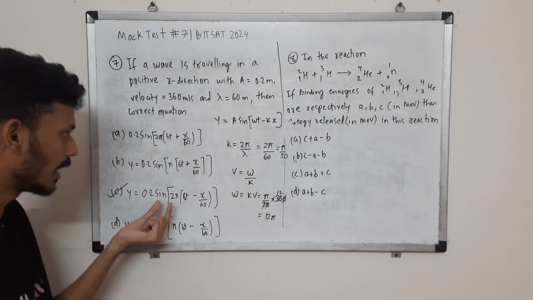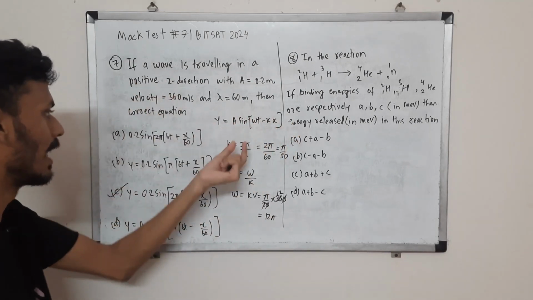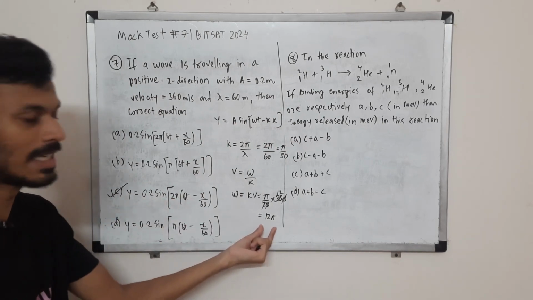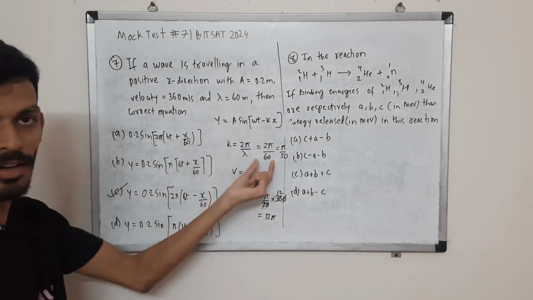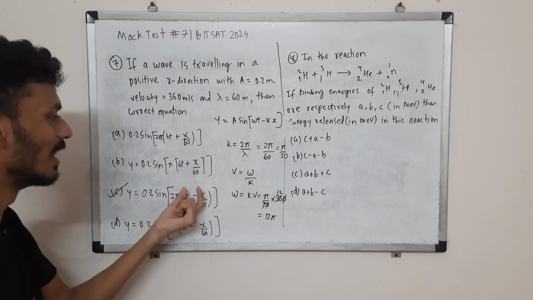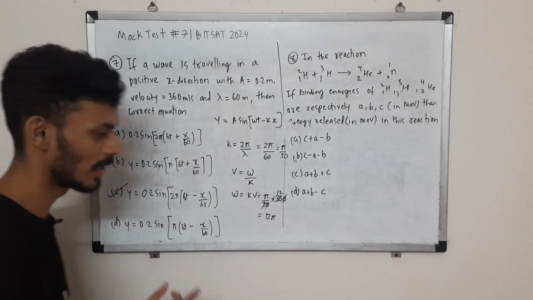So a sine of omega t minus kx was the form. Due to the direction, omega we found it out to be 12 pi. So if we take 2 pi common, it will be 60, and if you take 2 pi common from this, you will get 1 by 60, okay. So 60 and 1 by 60, okay. So that is x by 60, okay. So I hope this question is clear.